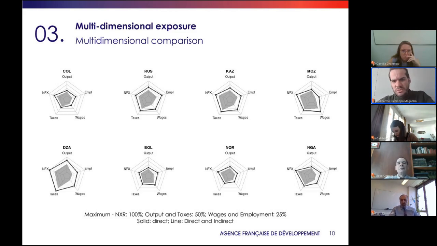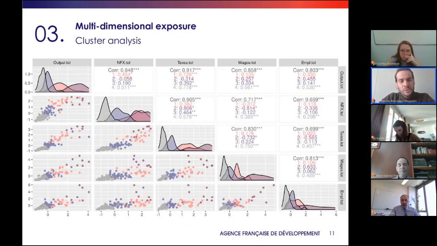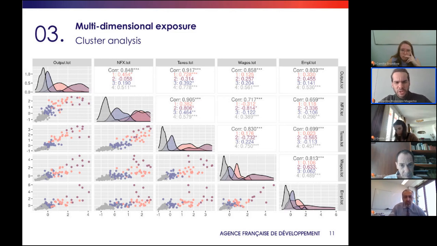In the case of Mozambique, for example, wages are very important. Most of the good jobs, I mean the jobs where the wages are the highest, are in these industries. Well, we did some cluster analysis to group these countries according to the different types of exposure they have. So we're talking about a multi-dimensional exposure. You have this purple group, the pink, the blue, and the gray.